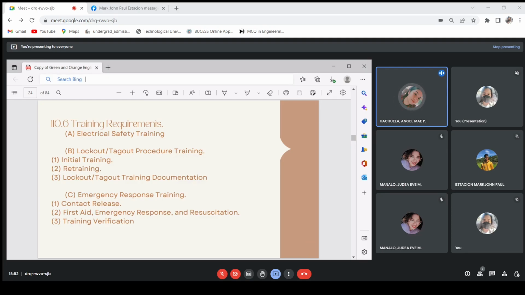Number 2 is first aid, emergency response, and resuscitation. Included here: letter A, employees responsible for responding to medical emergencies shall be trained in first aid and emergency procedures. Next, they shall be trained in cardiopulmonary resuscitation, or CPR. Letter C, they shall be trained in the use of an automated external defibrillator, or AED, if an employer's emergency response plan includes the use of this device.